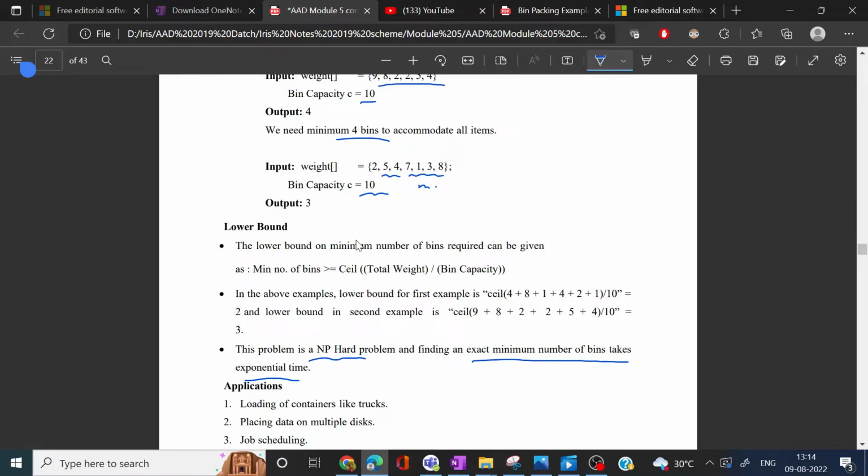We can find the lower bound on the minimum number of bins: it is the ceiling of the total weight divided by bin capacity. Total weight of the items divided by capacity of the bin. So this will give the lower bound.